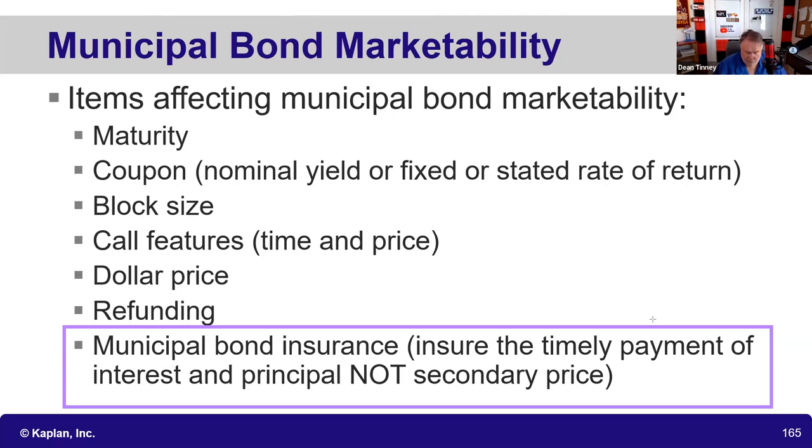Test question number one. Some bonds have insurance, some bonds do not. And the insurance company has agreed to continue, Caesar, to pay you the timely payment of interest and principal. He goes, well, Dean, what's the price? I said, well, before I tell you the price, Caesar, I want you to understand something. They don't insure the price. The only thing they insure is interest and principal. Not what you can get for the bond in the secondary market. So that's kind of a trick question on the exam about what they do or do not insure.